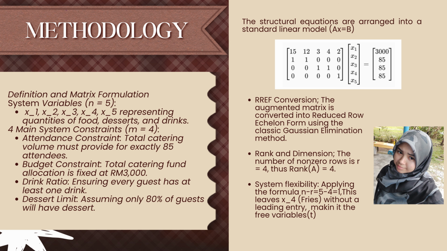This identifies x4, which represents rice, as our free variable, denoted as t. This is a crucial finding because it means the quantity of rice can be adjusted, which then dictates the quantities of the other food items.